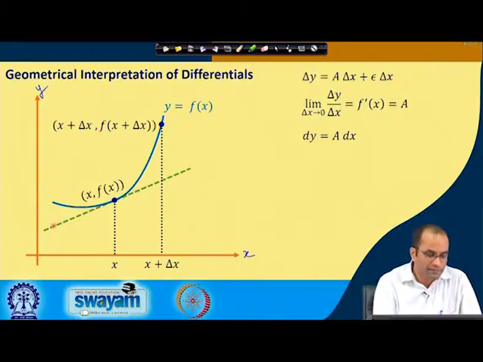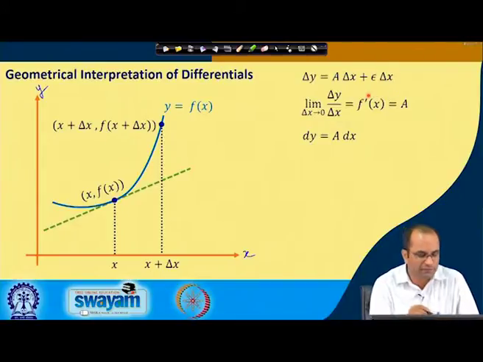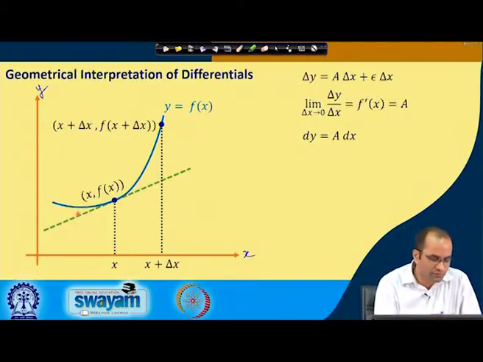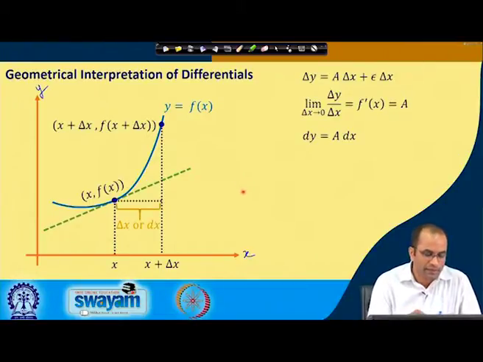Now, we draw a tangent here because we are talking about the derivative. So, that will come into the picture. So, we draw a tangent at this point x, which is denoted by this dotted line, and then this is naturally delta x, the increment we have given in x. So, this is delta x or dx term.